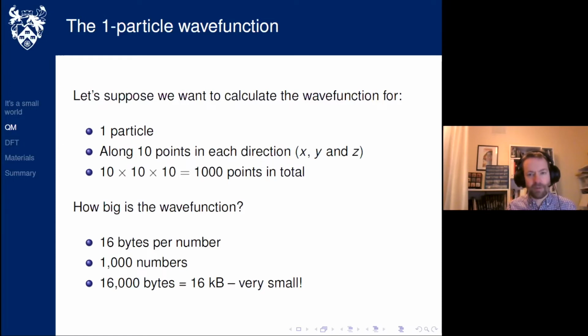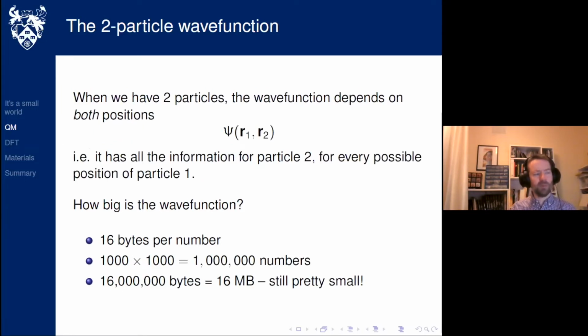That's one particle. What happens when I have two particles? Well, when I have two particles, the wave function depends on both positions. And that's because the way that particle 2 spreads out is different depending on where particle 1 is.